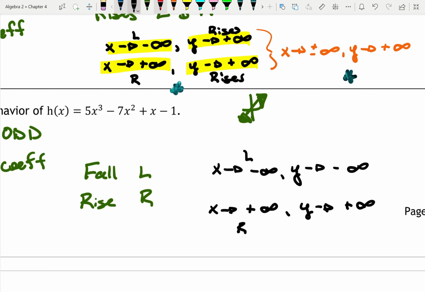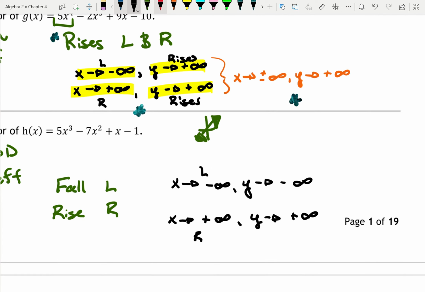So both of these ways, the green way or the black way, are both good. Now we can't write it in the orange way like we did in the last problem because we have rising and falling here, whereas the previous one we were just both rising. So if it's an even function, you could write it in the orange way if you wanted to. Otherwise, if it's an odd function, you'd have to write it in the black way.